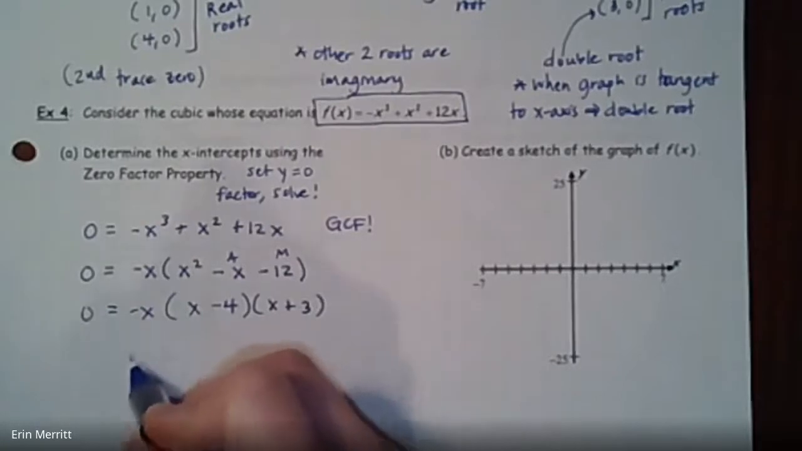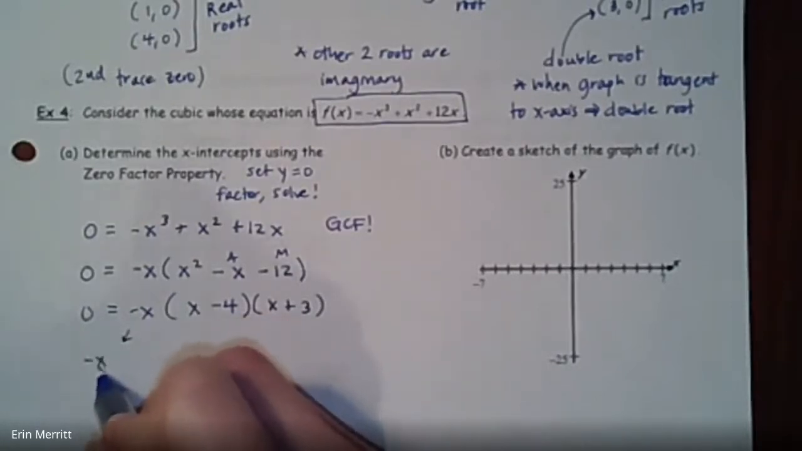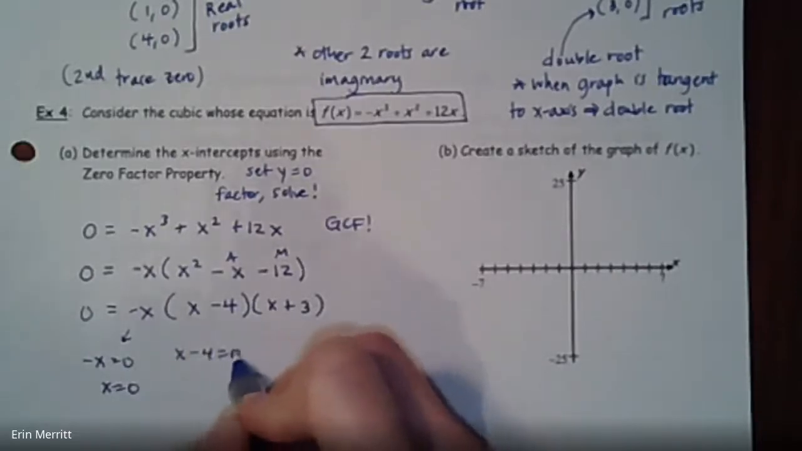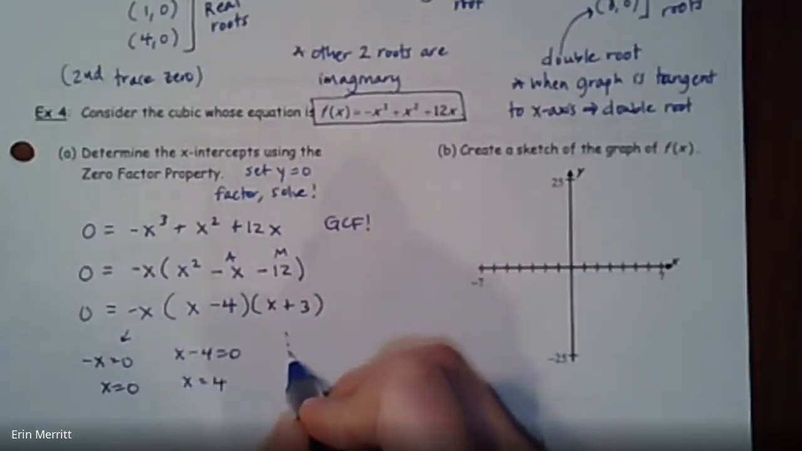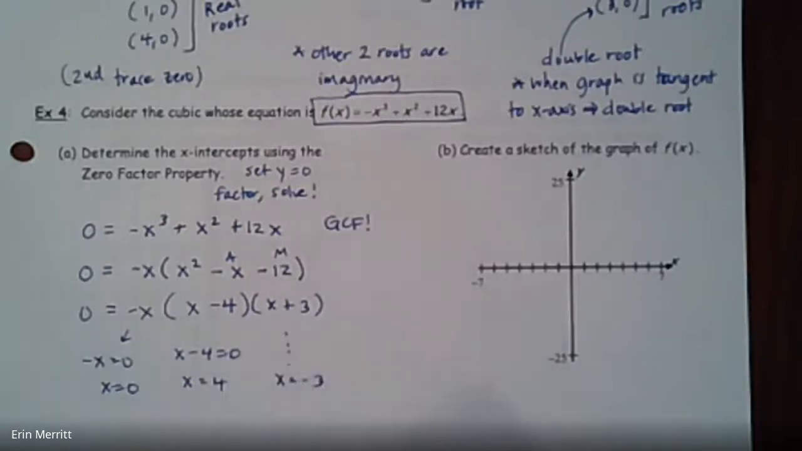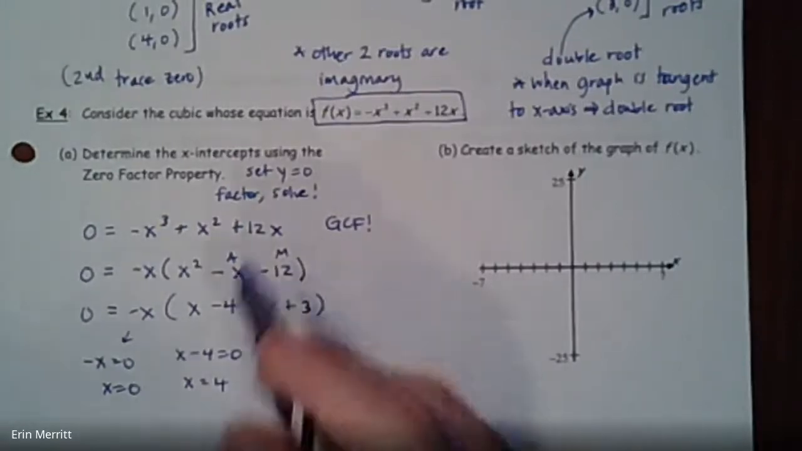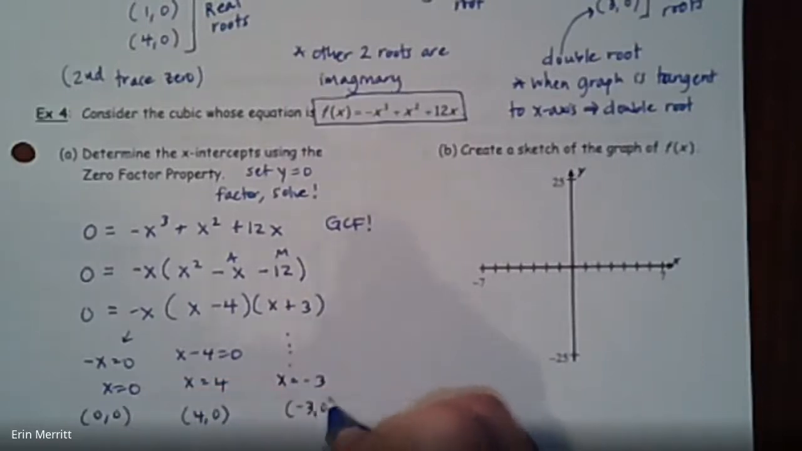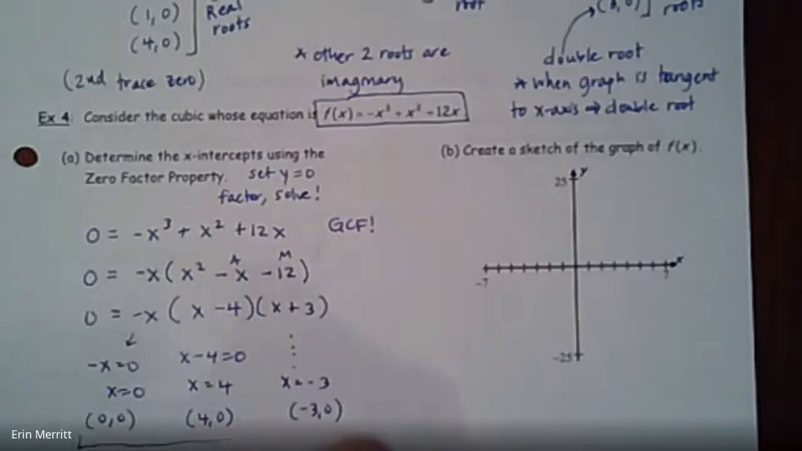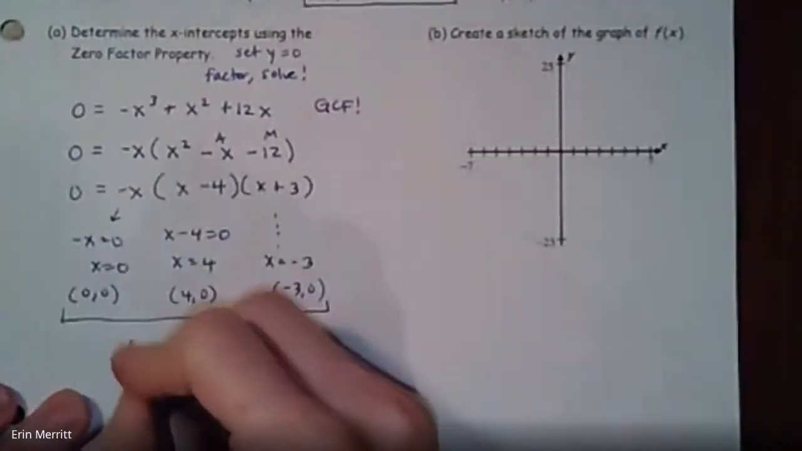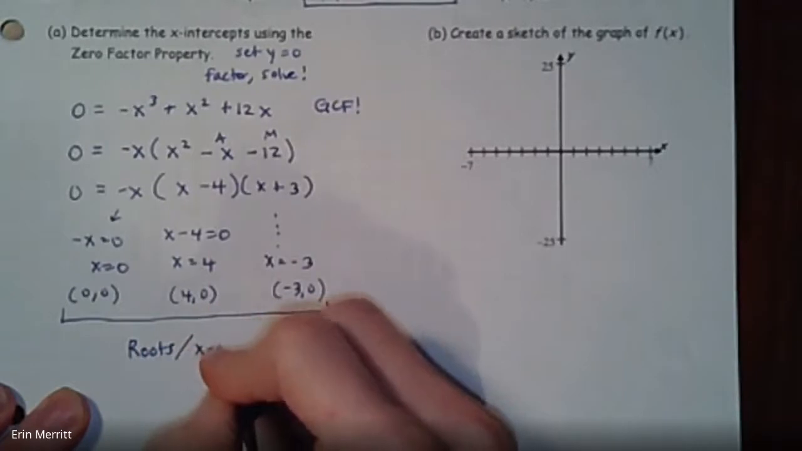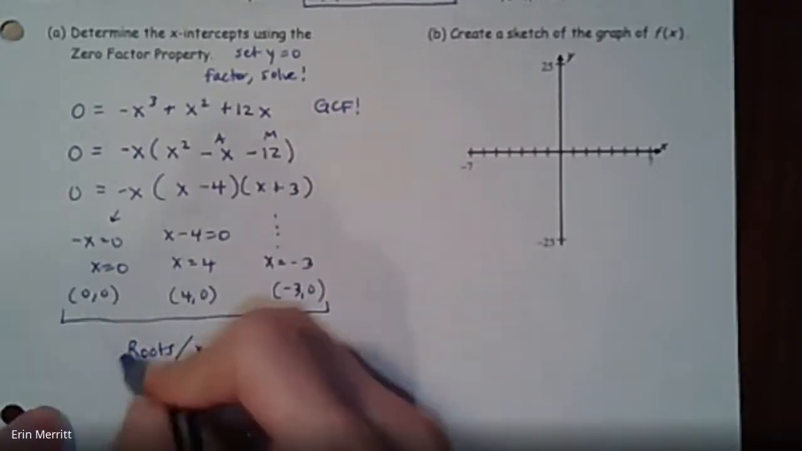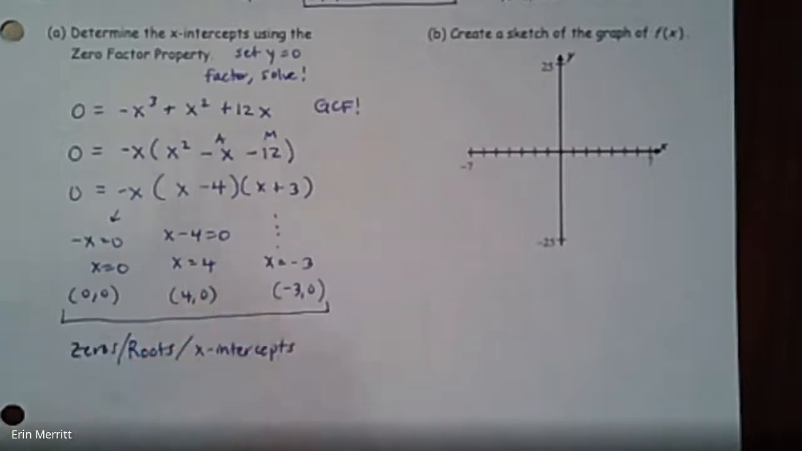And then when we go to solve, technically you're setting negative x equal to 0, which just gives you x equals 0. This would be x minus 4 equals 0, so we get 4. Same game over here, we get x equals negative 3. All right, because the y value is 0, that means this is the point (0, 0), (4, 0), (negative 3, 0). These are the roots or the x-intercepts. Which can actually even be called the zeros of the function as well.